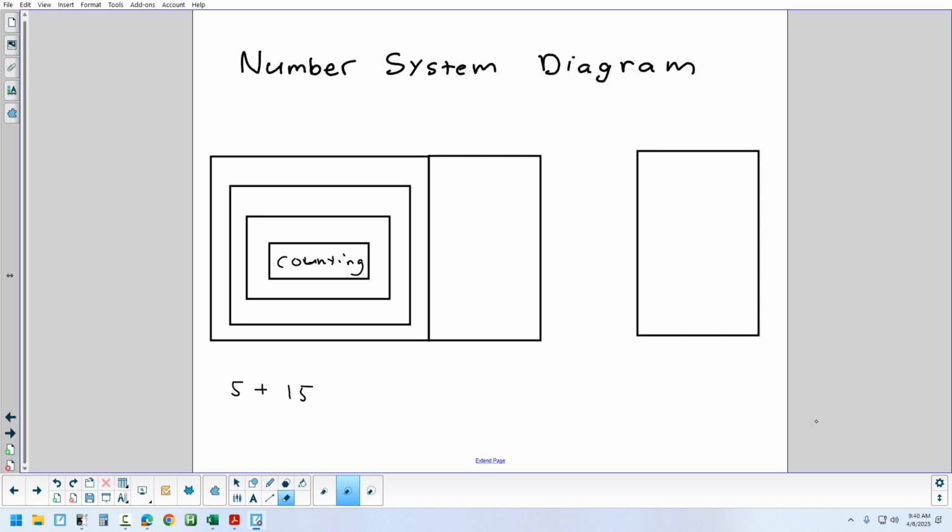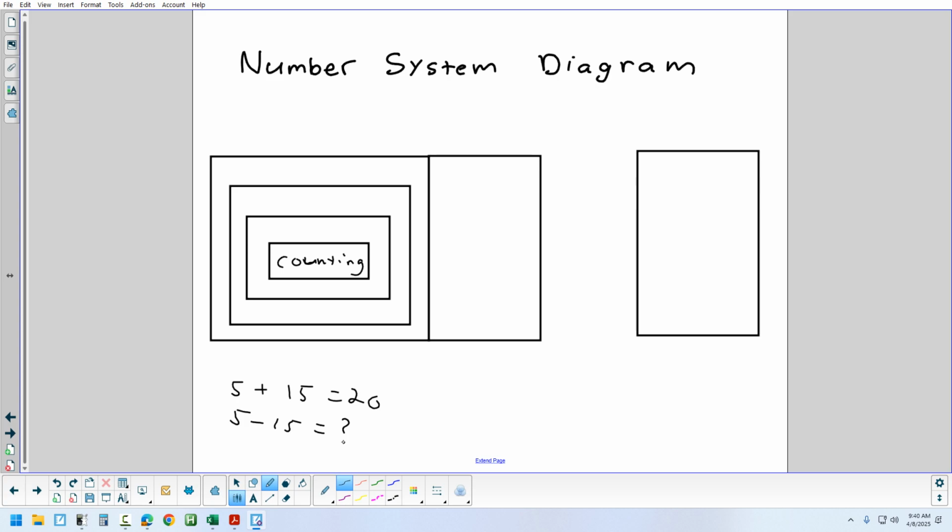When you add a counting number to another counting number, you're fine. The answer you get is 20, and that's also a counting number. But try subtraction. 5 minus 15. Right? When you do 5 and you take away 15, do you get an answer that's a number you would use when you are counting things?